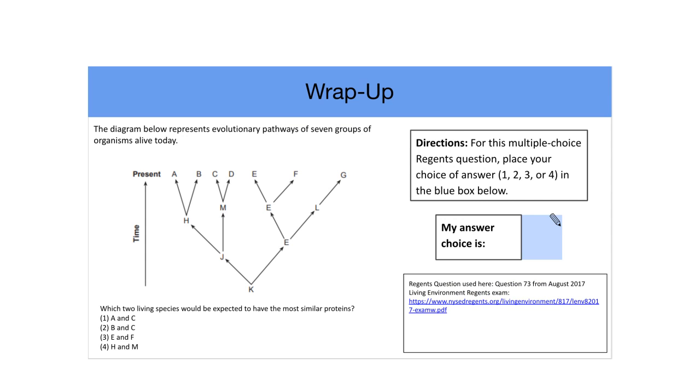Okay, let's start with this first question. First tip for you: read through the question very carefully. The diagram below represents evolutionary pathways of 7 groups of organisms alive today. Which 2 living species will be expected to have the most similar proteins?